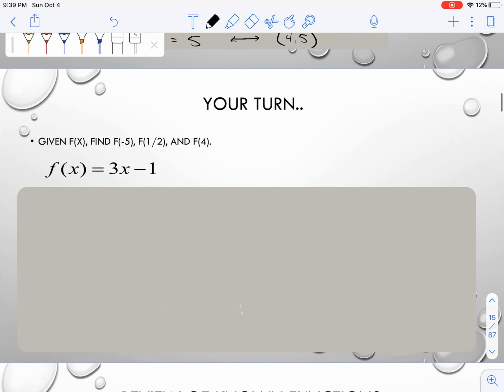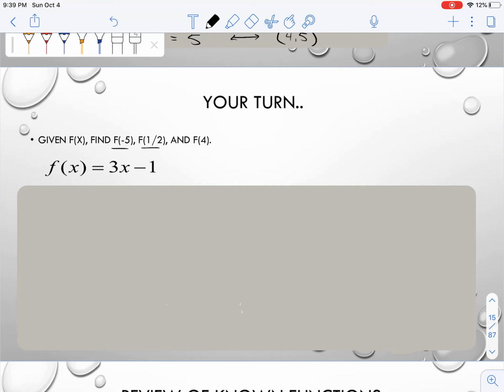So I want you guys to give this one a try. I want you to evaluate f of x equals 3x minus 1 for f of negative 5, f of 1/2, and f of 4, and I want you to see what you get. We're going to do some of these in class, and we're probably going to throw some quadratics and a few others at you in class as well.